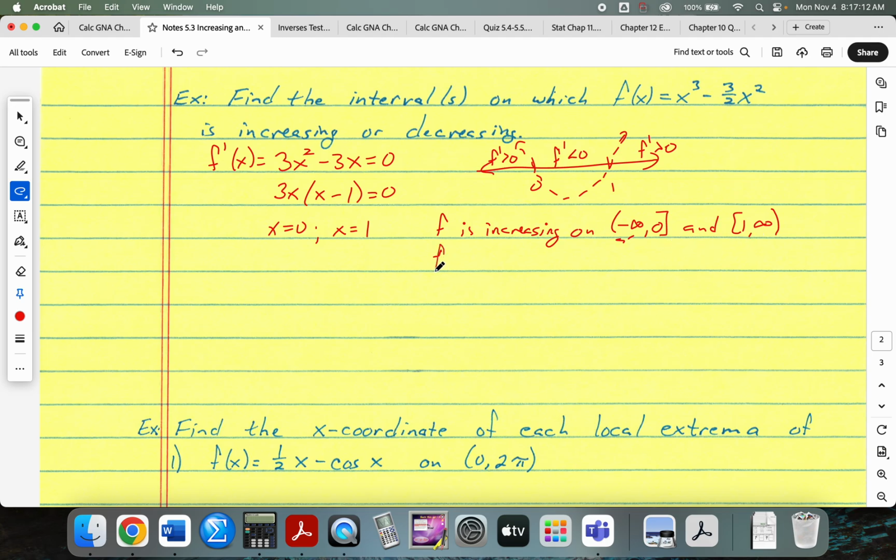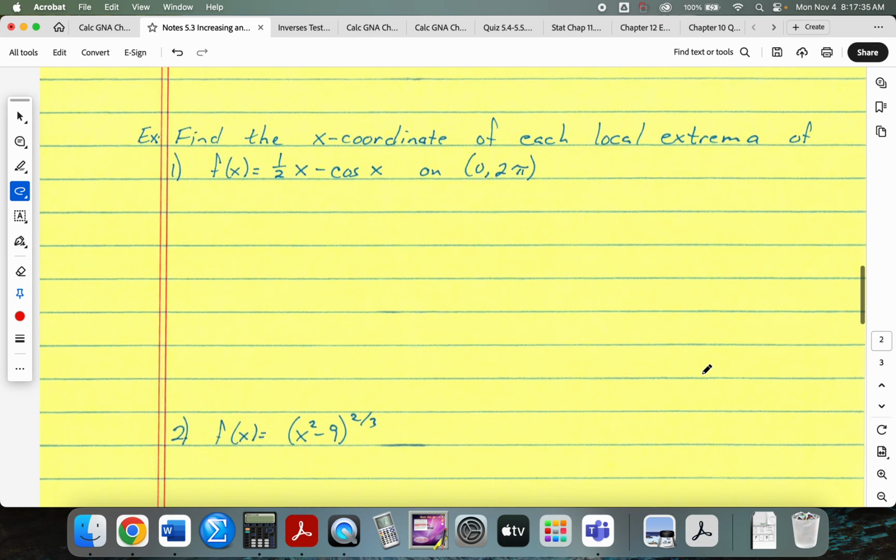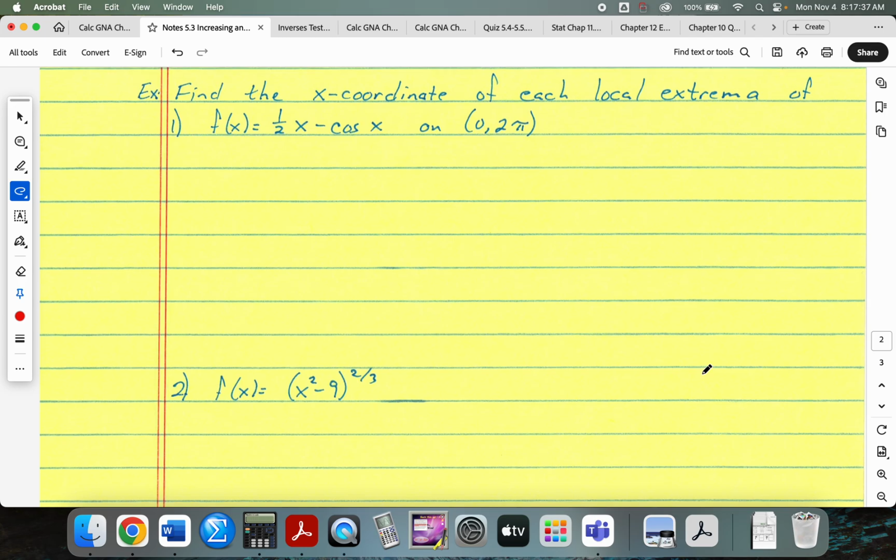And then f is decreasing on the closed interval from 0 to 1. Because f prime is negative on the open interval from 0 to 1. All right. Let's do some other ones.